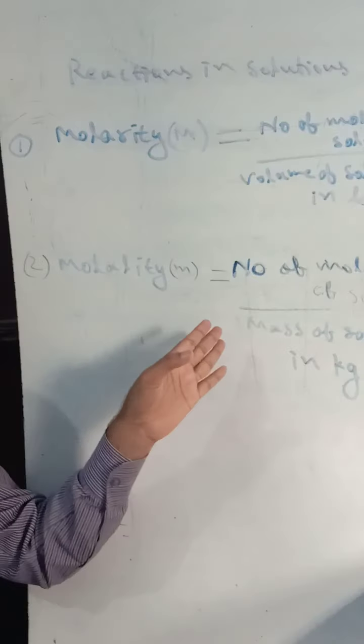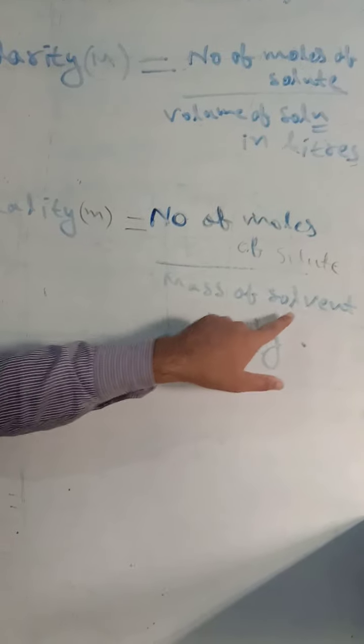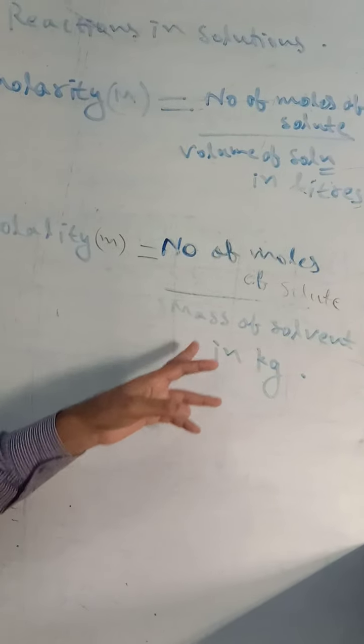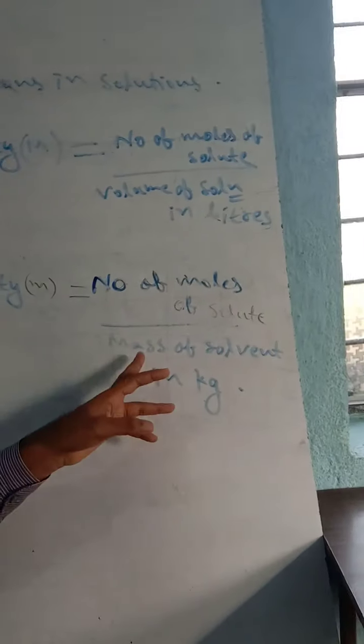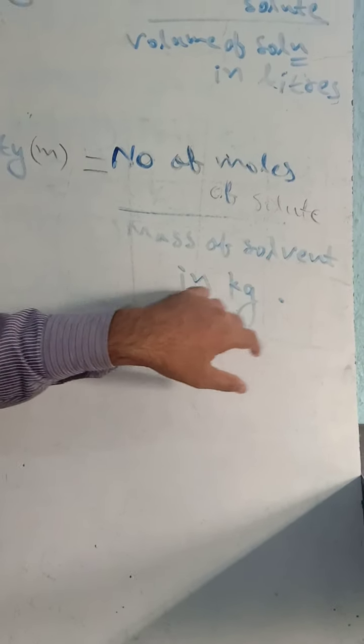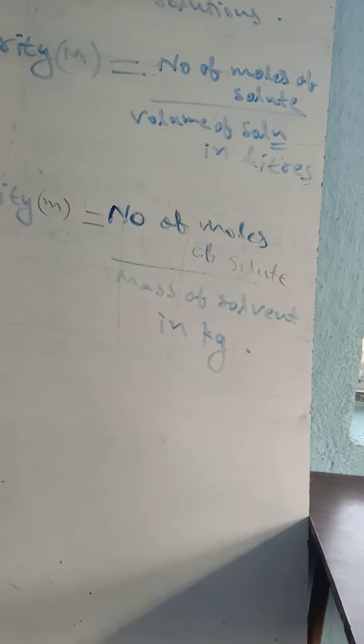Suppose a question can be asked: 30 gram glucose is dissolved in 1 kg of water. So find the molality. So how will you find it?